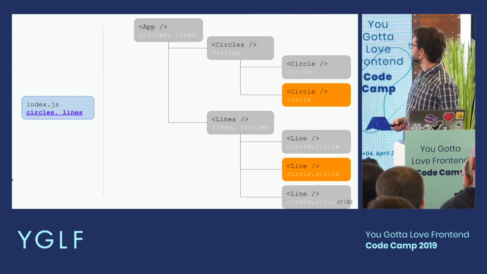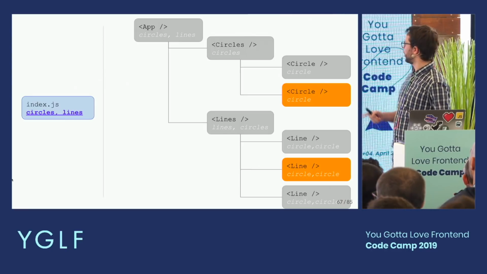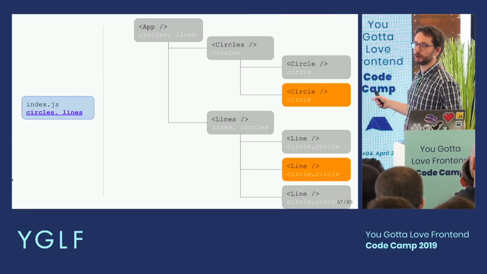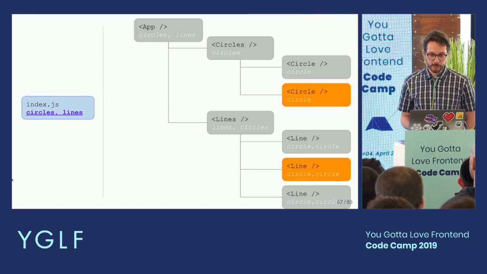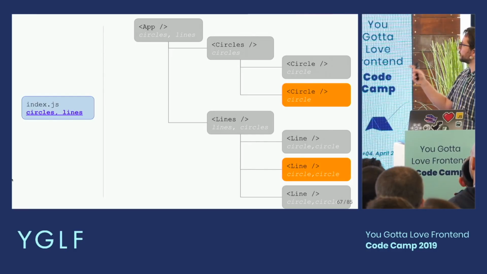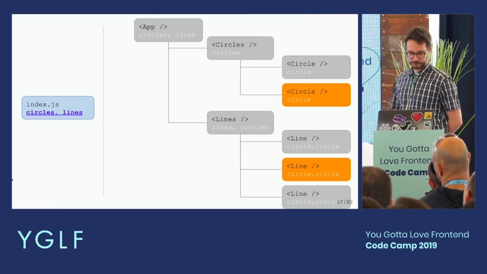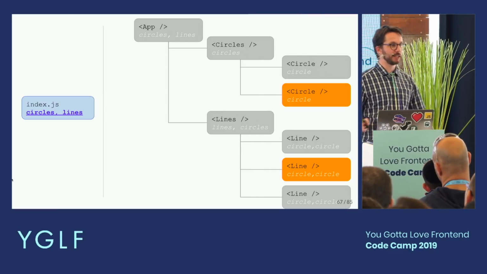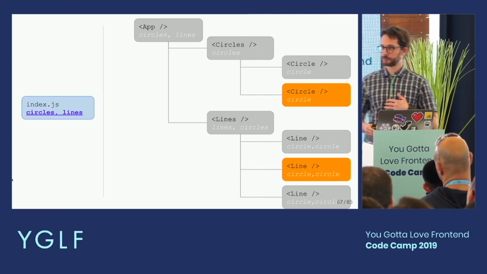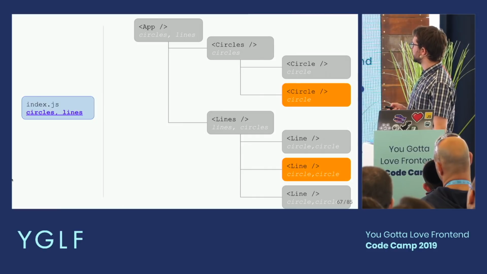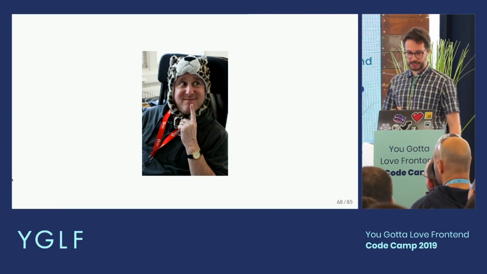Actually, with these changes, only the circle and the affected line components are re-rendering. Not even the circles and the lines components are re-rendering anymore. And our state lives entirely outside the tree. And so, you might be wondering, what happened there?